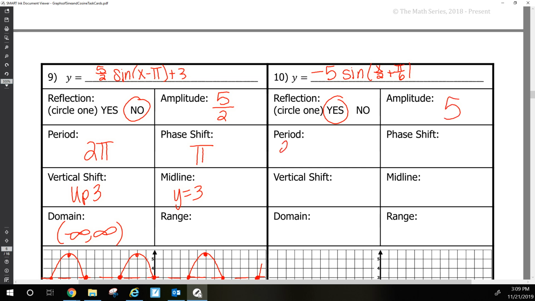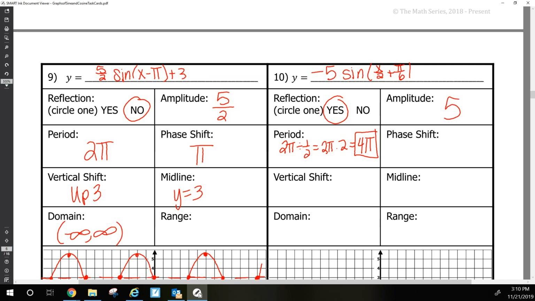Our period normally is 2 pi, but this time we're going to divide it by a half. But really we're not, right? Because this is going to flip up and we're going to multiply by the reciprocal, which is 2. We do the opposite, we will multiply by 2, which is 4 pi.